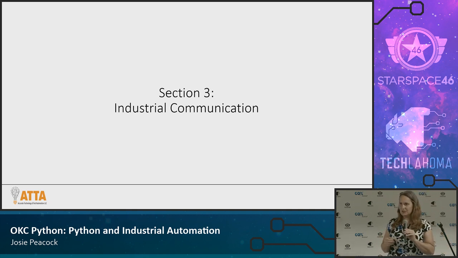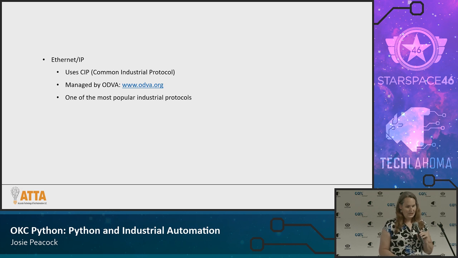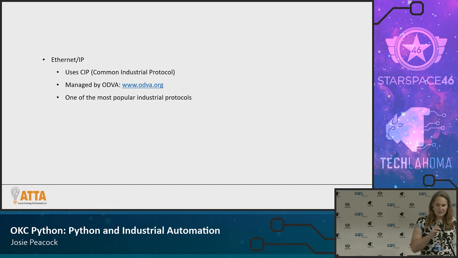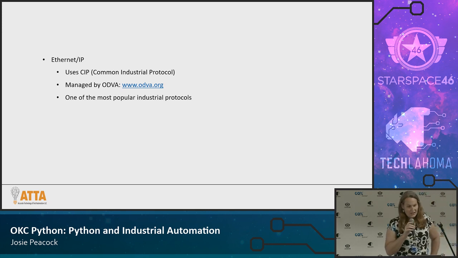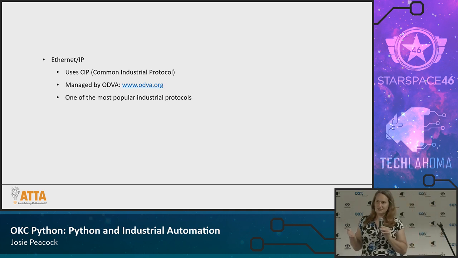And this is where we get into the real stuff that we're actually dealing with, the industrial communication. Ethernet IP is one of the more popular ones. It uses the Common Industrial Protocol, which is managed by ODVA, and you can look them up at www.odva.org. From the research I've done, the number one PLC manufacturer in the US is Allen Bradley, and overseas it's Siemens.